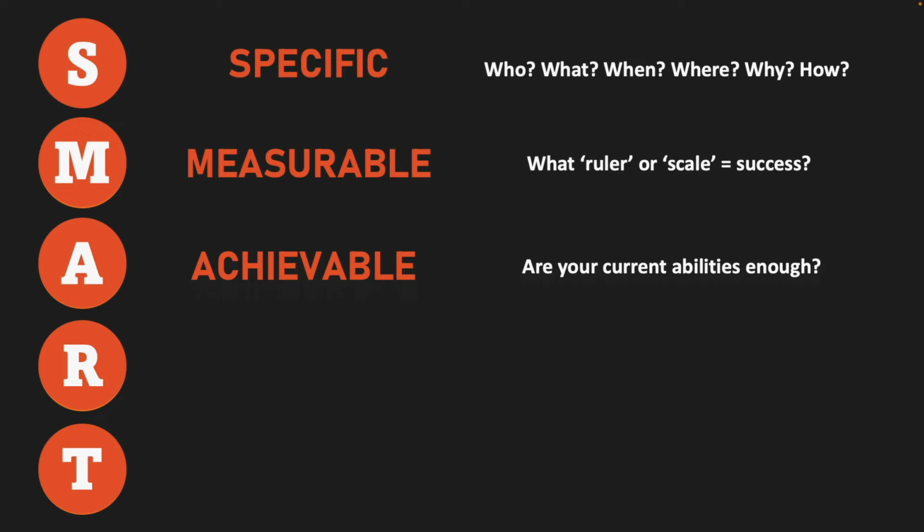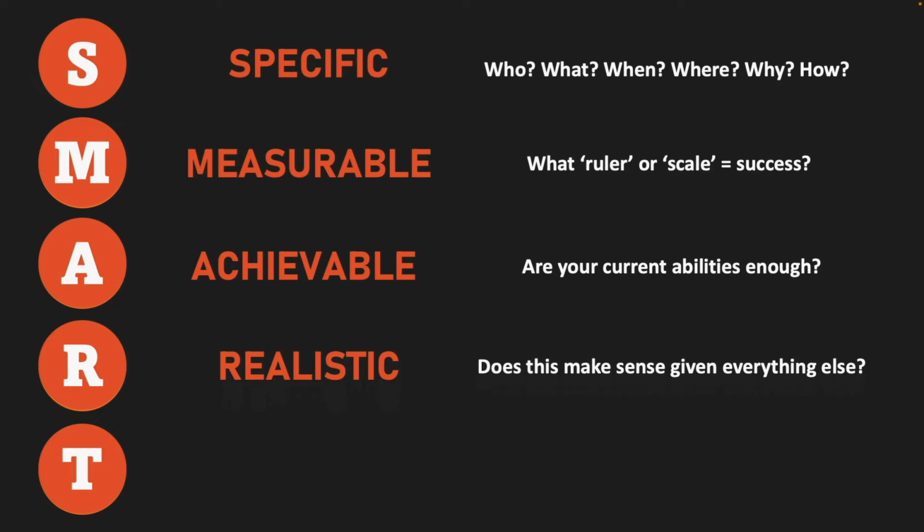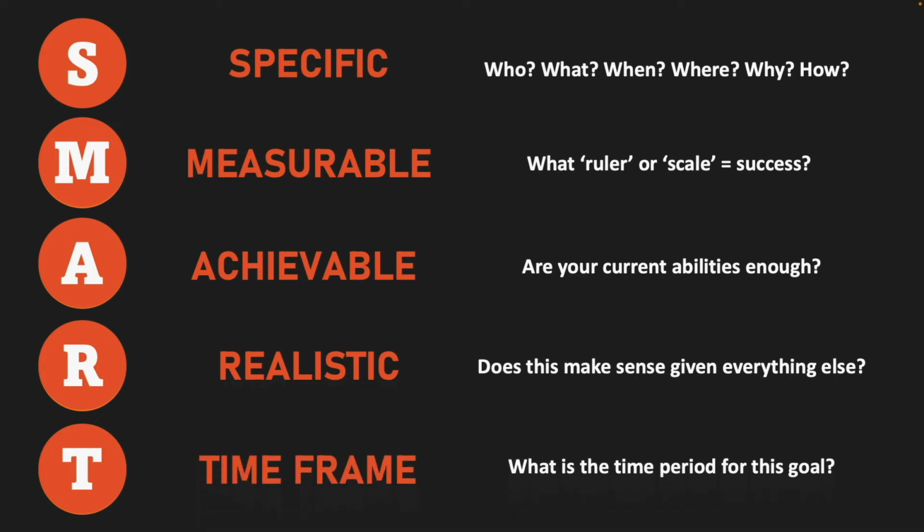The A stands for achievable or achievability. Are your current abilities enough? Can you do what it is you're trying to do in terms of this goal? The R stands for realism or realistic. Does this goal you're developing make sense given the entire situation? And then finally, the T stands for time frame, or sometimes we'll use the term timeliness or even time scale. This refers to the time period of a particular goal.